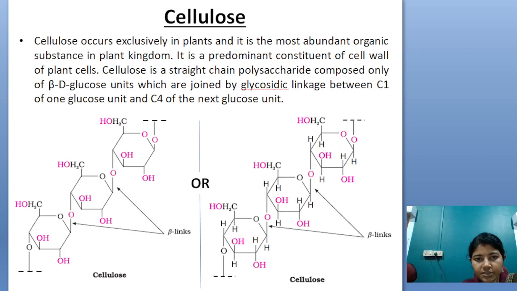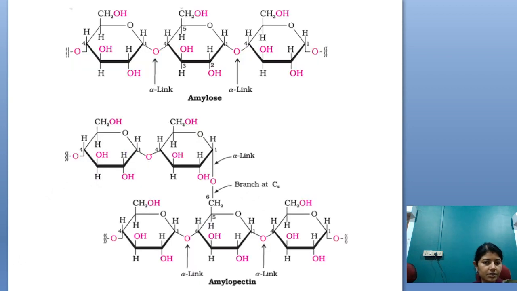Let us take another example, cellulose, which is again a polysaccharide. Here the glucose units combine through C1 and C4. In case of cellulose, the glucose unit is present in the beta form. So beta D glucose units are combined through C1 and C4 glycosidic linkage, and that's why these bonds are termed beta glycosidic linkage. In case of starch, all are alpha glycosidic linkages.